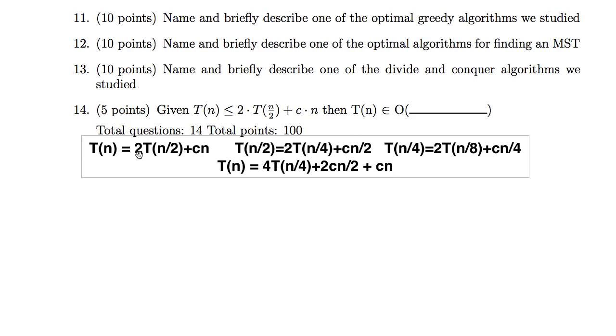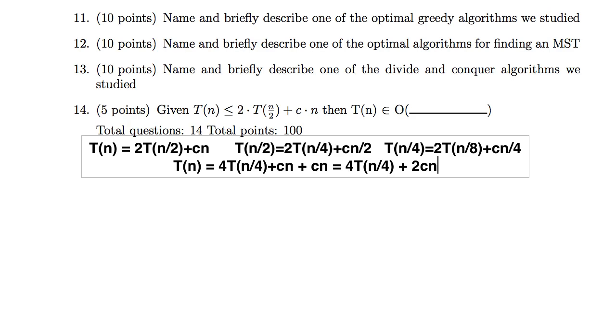It's 2T of n over 4, so it's going to be, sorry, 2T of n over 2. So that's 2 times 2, 4T of n over 4, plus cn over 2 added and subtracted, so it's going to be plus cn. That would be 2cn. But your two iterations of T of n are not equal.